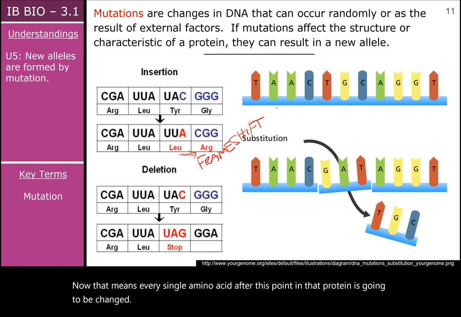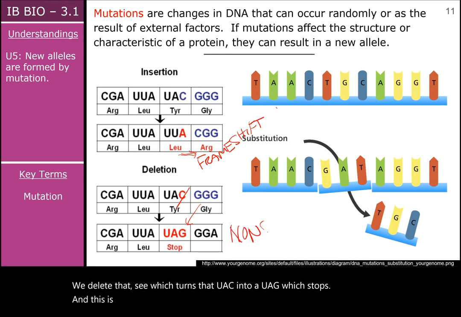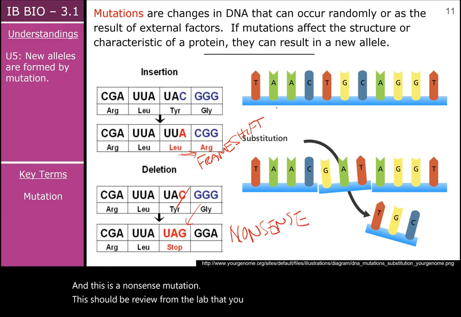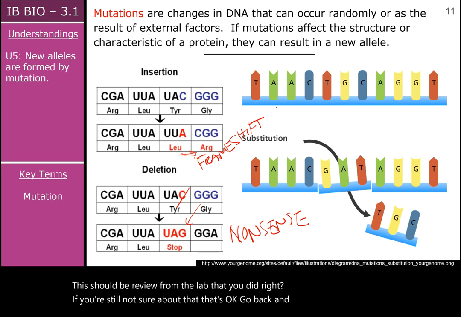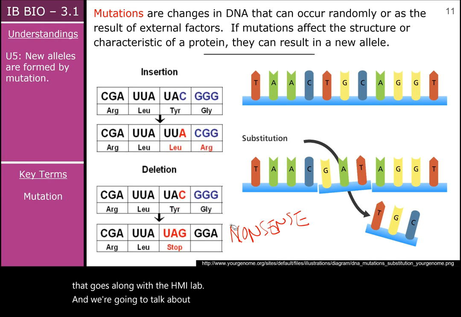Another example is a deletion, where we delete that C, which turns that UAC into a UAG, which stops. And this is a nonsense mutation. This should be a review from the lab that you did, right? If you're still not sure about that, that's okay. Go back and look at the PowerPoint that goes along with the HHMI lab. And we're going to talk about more examples too.